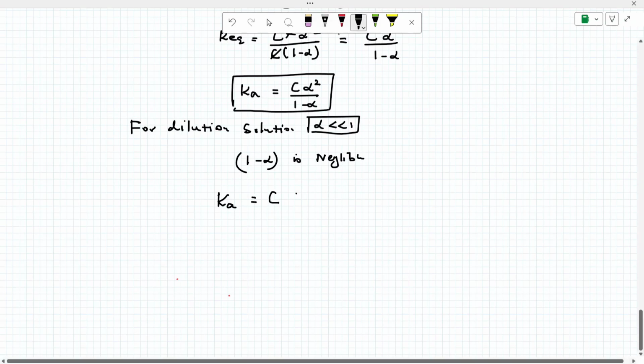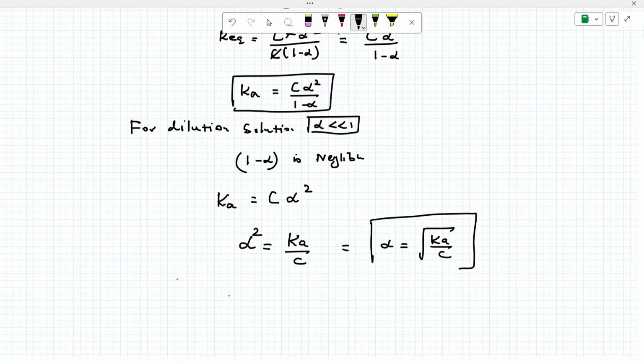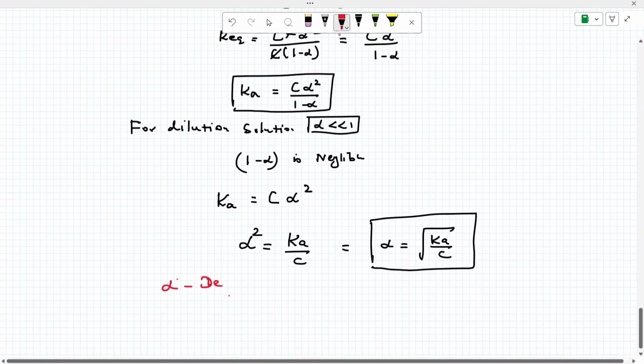Now, Ka equals C alpha square. So alpha square is equal to Ka by C. Therefore, finally, alpha is equal to the square root of Ka by C. Listen, what is alpha here? Alpha is the degree of dissociation.